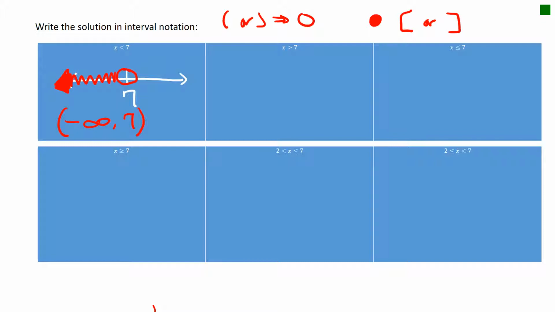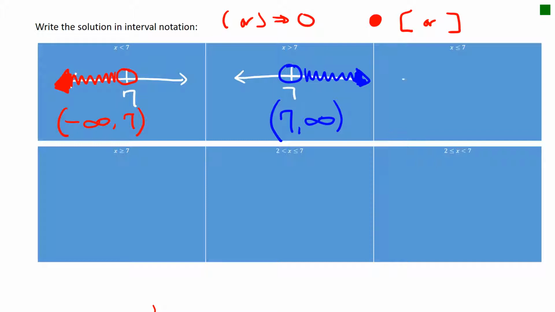So let's look at this one. This time I've got 7 again, but I want the numbers greater than 7. I do not want to include 7, but I want to include all the numbers bigger than 7. So when I write my interval, my first number is 7, not included. That means 7.000000001 works. And I go all the way to infinity. Infinity is always a parenthesis because it's a concept, not a number.